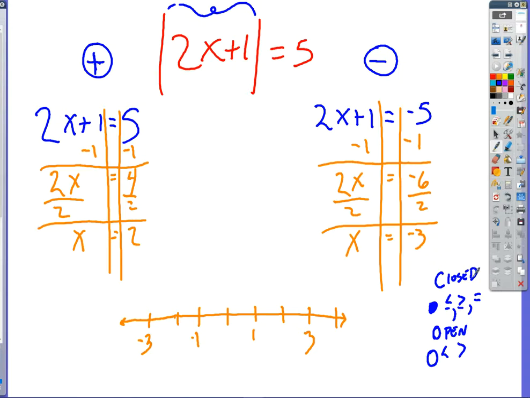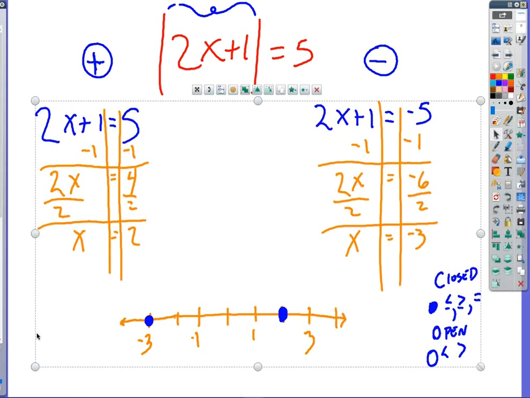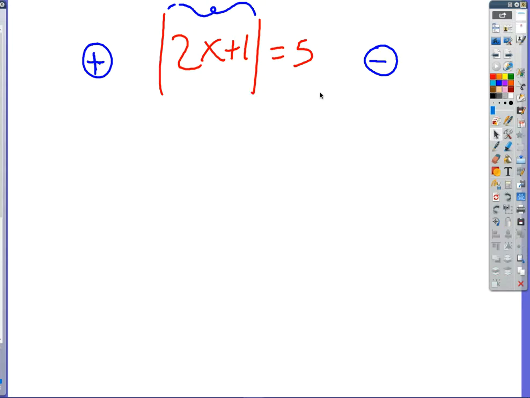Closed. Definitely closed. And what numbers will I put a closed dot on? -3 and 2. All right. Are there any other numbers that will satisfy this equation? No. All right. Not so bad. So I'm going to try another feat of mathemagics.